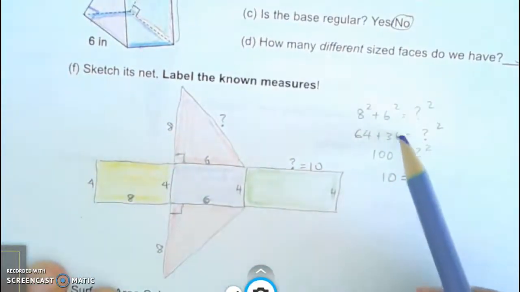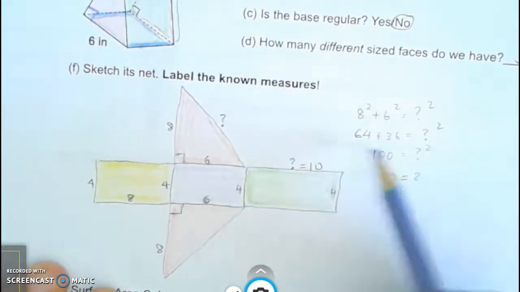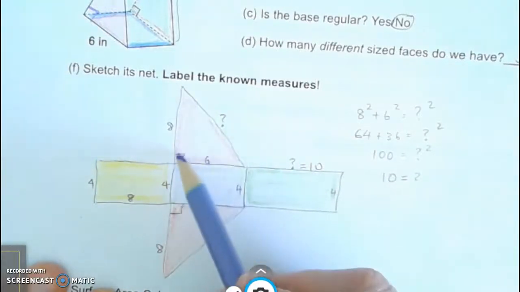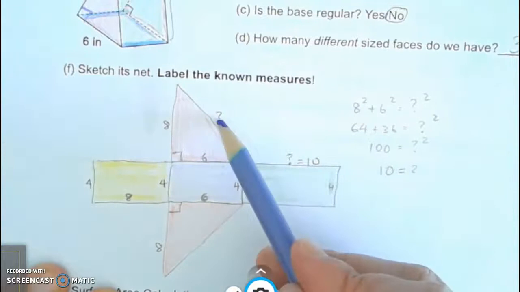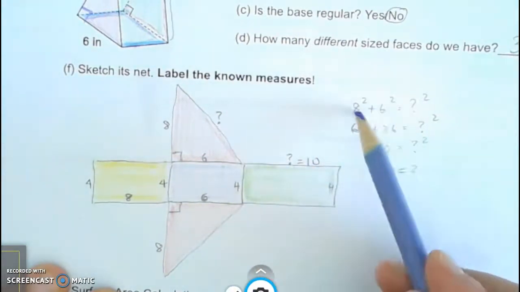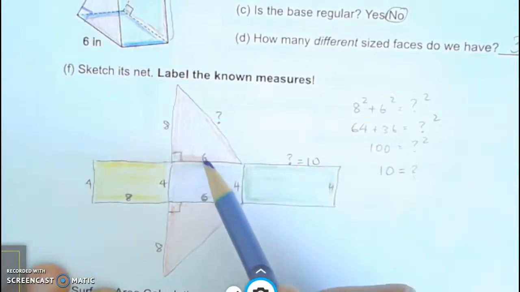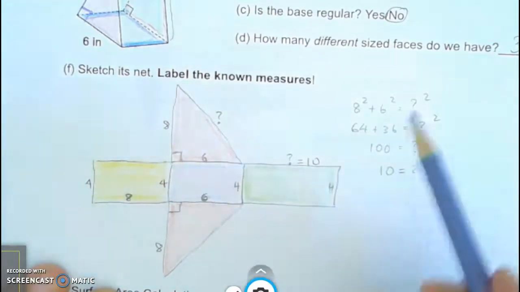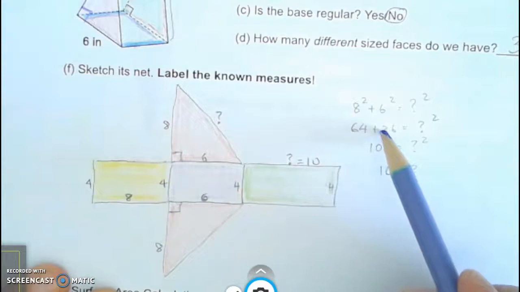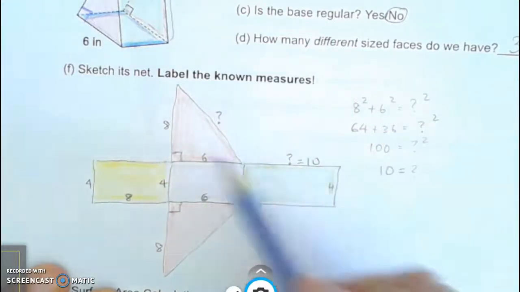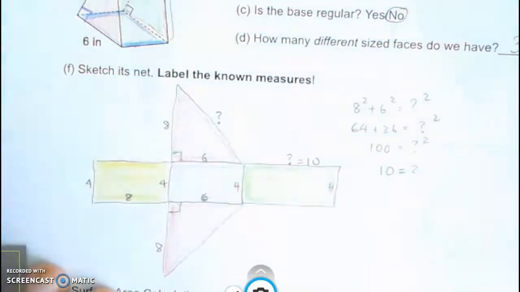Okay, so how do I figure out this question mark hypotenuse? Well, we know this is a right angle triangle. So we know that the hypotenuse is going to be 8 squared plus 6 squared. Leg 1 squared plus another leg squared is going to be hypotenuse squared. So that's 64 plus 36, which is the hypotenuse squared. So that's 100. So this length is 10.